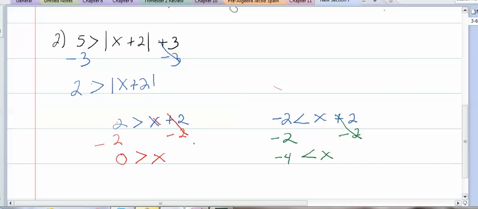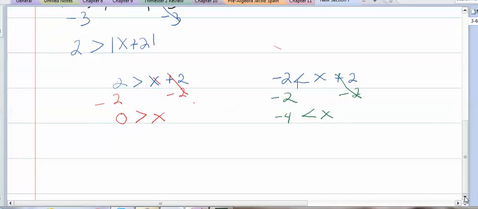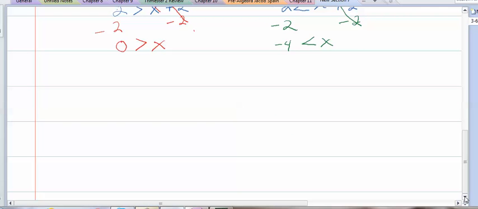Okay, now we're going to go ahead and graph it. So I'm going to move down a little bit. We're going to take our two answers, which are right here and right here. Now we're going to make a number line.